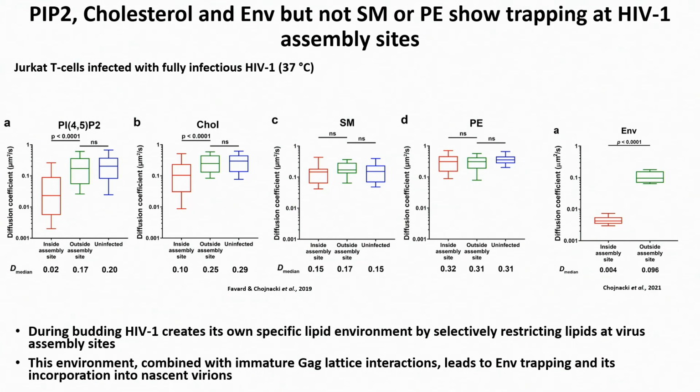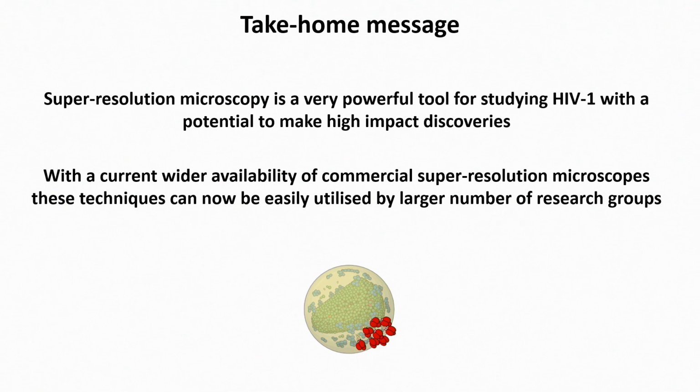And this environment, combined with the immature Gag lattice interaction, leads to the Env trapping and clustering which I've shown in the previous studies. So this is, of course, a very brief snapshot of about 10 years of research. But I want to leave you with a take-home message: super-resolution microscopy is a very powerful tool for studying HIV and also, of course, other pathogens, and it has potential for making high-impact discoveries.